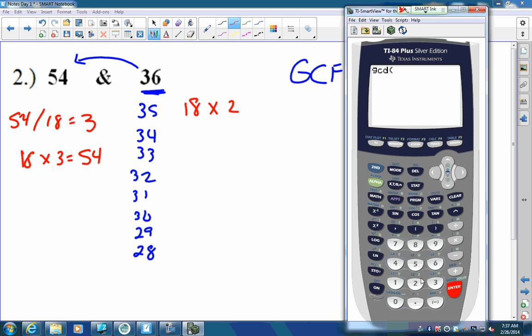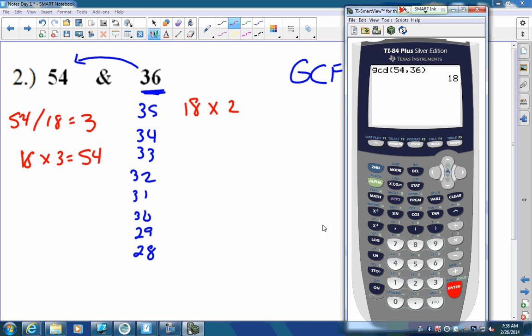Then put in your numbers, 54, comma, 36, and then parentheses. The comma is above the 7, and I'm going to press enter. It will tell you your GCF, but the problem with this is it only works for 2 numbers.